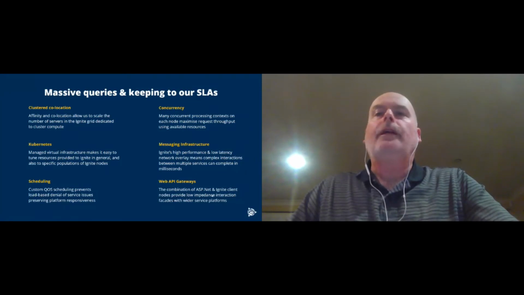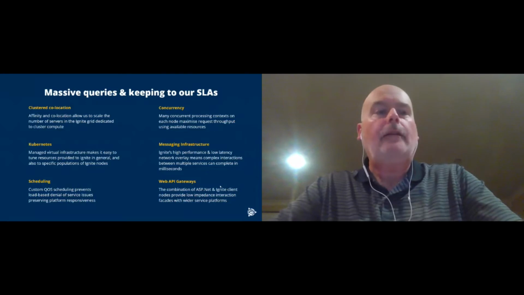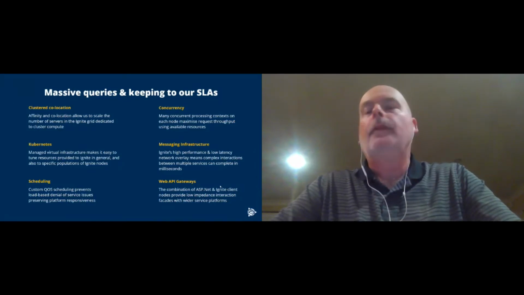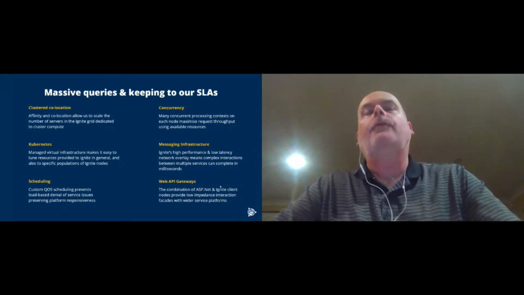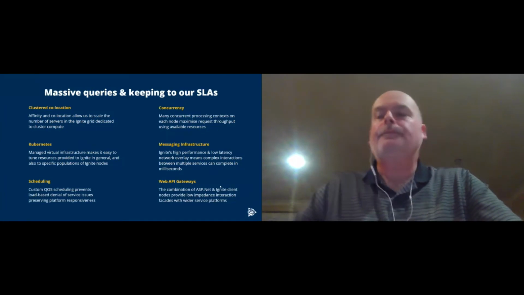And the last thing to note here is that we have web API gateways that separate the Ignite grid world from the wider service platform that also is part of our infrastructure. And these provide actually quite low impedance interaction facades.